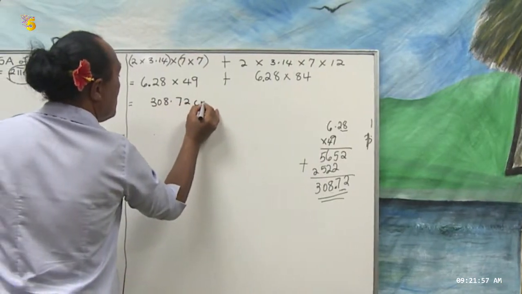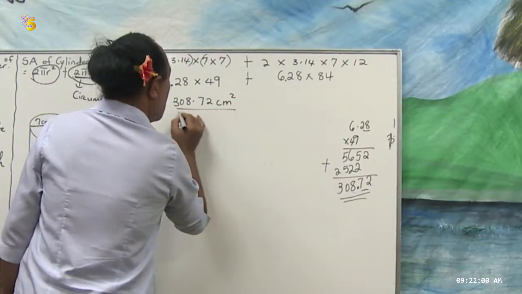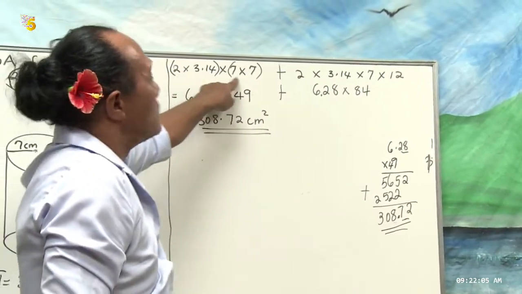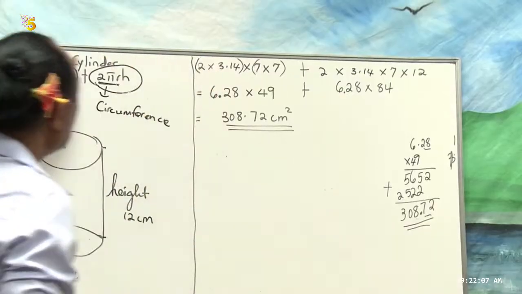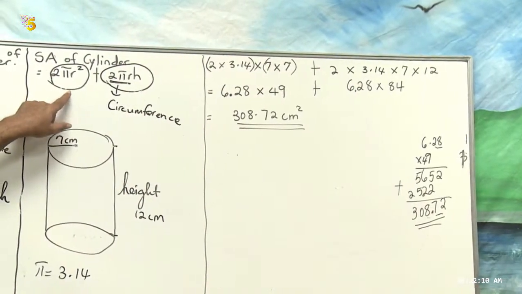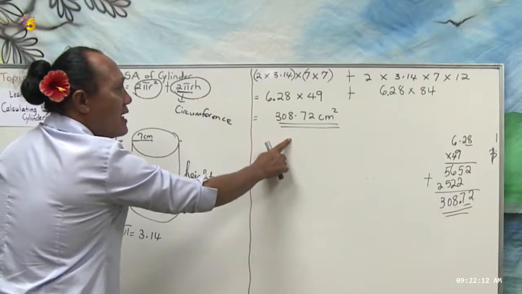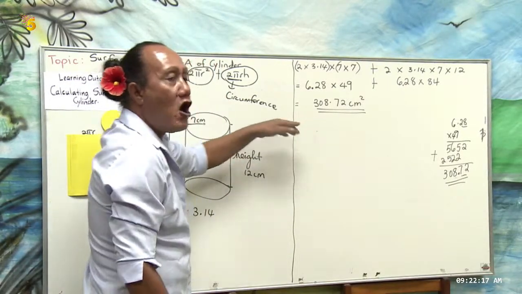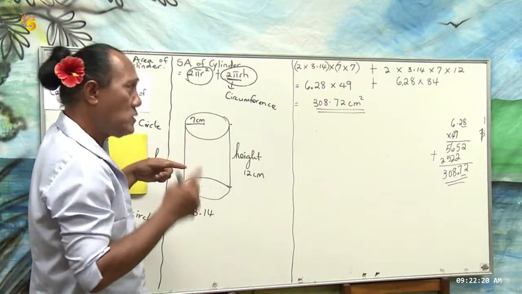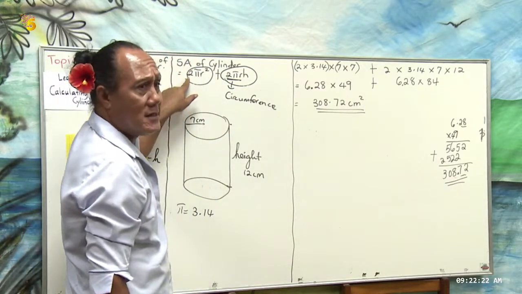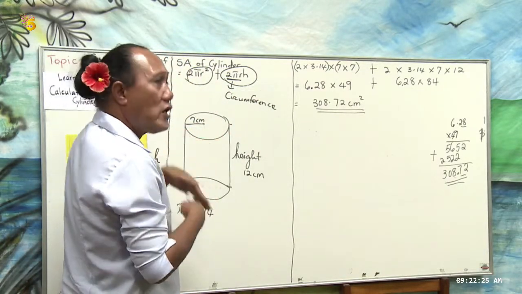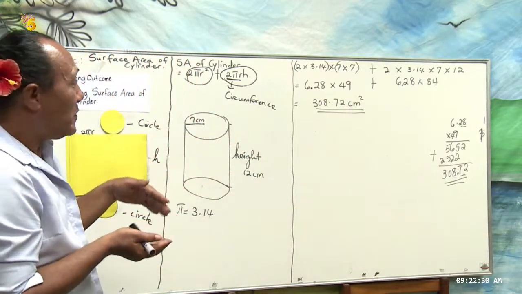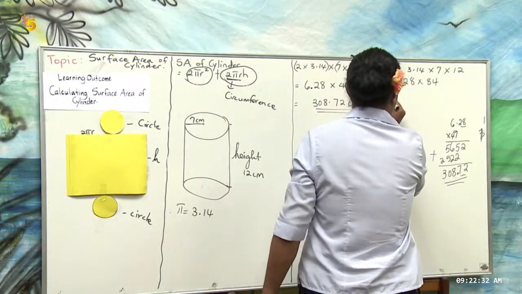308.72 centimeters square. Okay, so this answer is the answer for this one. And this one was from this one. Okay? Yes, this is the area of the two circles. And that was why we put them together like this. We put them together and then we calculated in a very simple and very short method. Okay? And then we add here.